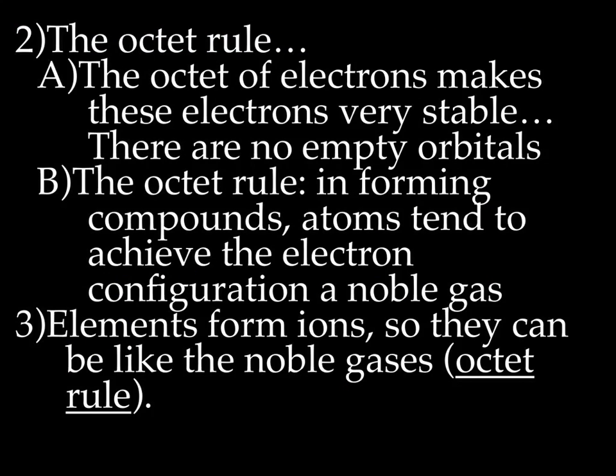All right, so the octet rule. The octet of electrons, the 8 electrons, makes these atoms very stable. This is because there are no empty orbitals. So the actual octet rule is: in forming compounds, atoms tend to achieve the electron configuration of a noble gas. Again, the goal of every single atom is to be just like a noble gas. That's what they work for. Okay? Elements form ions, they gain or lose electrons, so they can become like a noble gas following the octet.